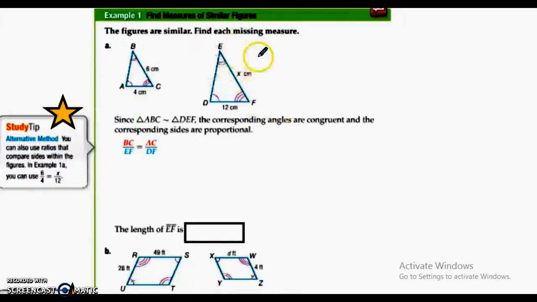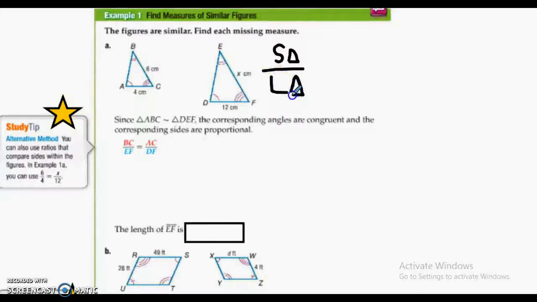So I asked myself, what sides correspond? Well, in my eyes, it looks to me that the 4 matches up with the 12. And normally, I put the small triangle over the large triangle, or the small figure over the large figure. That's just what I do. It works the other way, but I just like to stay consistent. So let's do that. The small triangle, this 4 matches up with the 12.